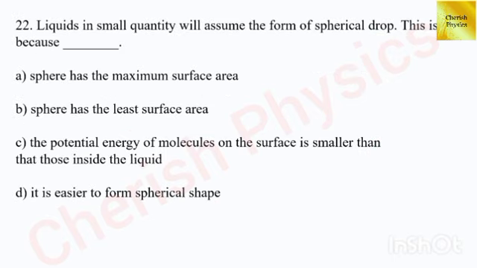22nd question. Liquid in small quantity will assume the form of spherical drop. This is because of dash. The answer is the sphere has the least surface area.